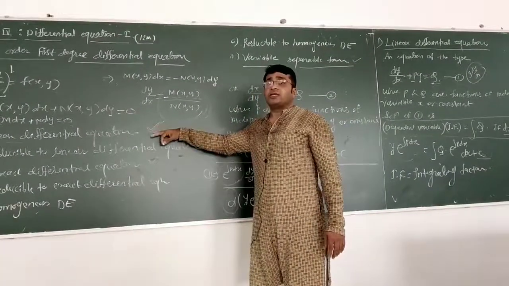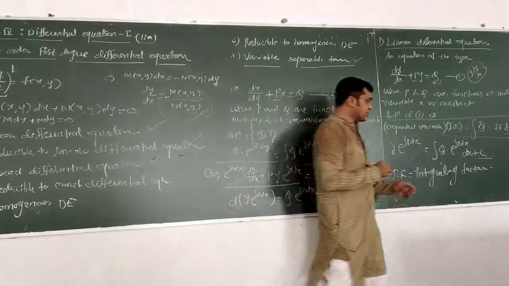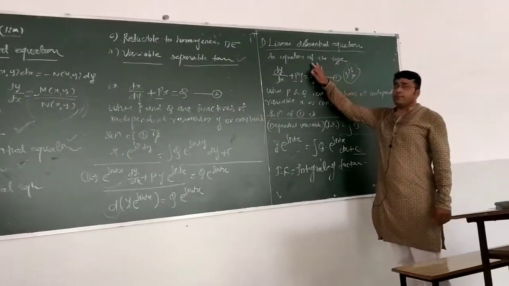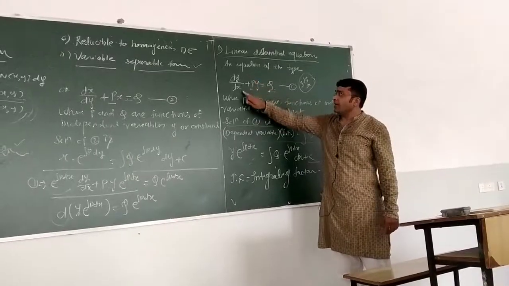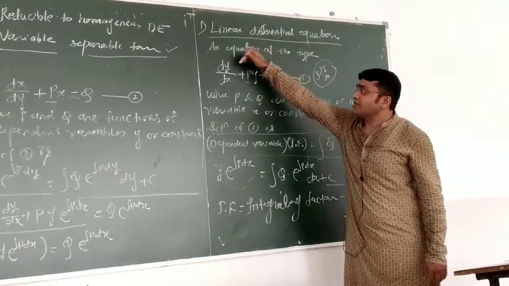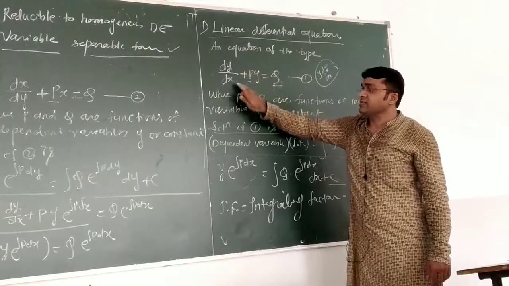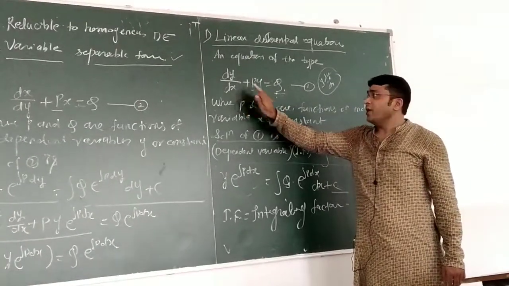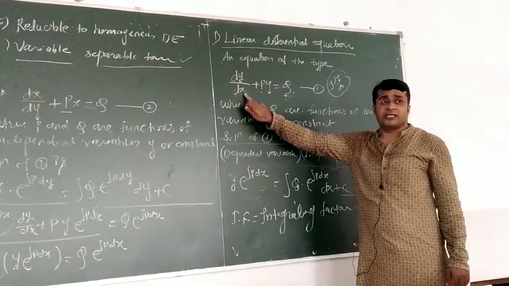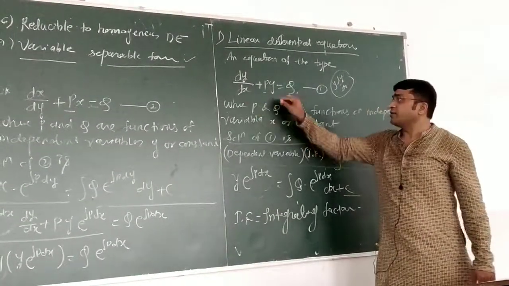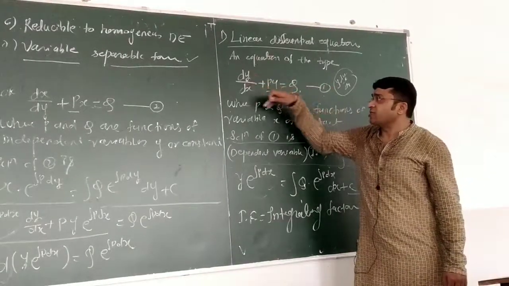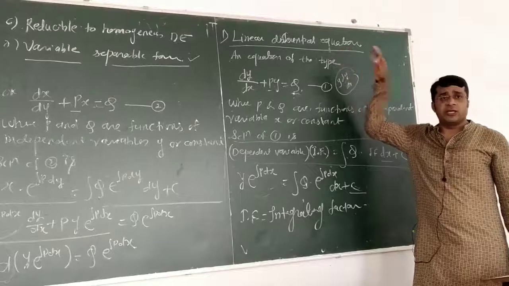We define what a linear differential equation is. Definition: an equation of the type dy by dx plus P y equals Q, where y is the dependent variable and x is the independent variable, and P and Q are functions of the independent variable x, or P or Q may be a constant term. Such an equation is called a linear differential equation.